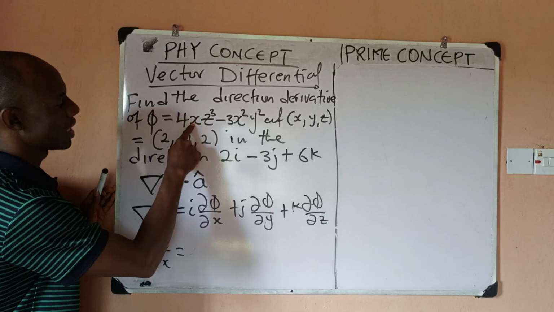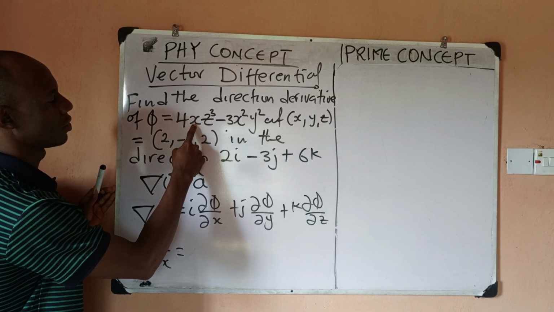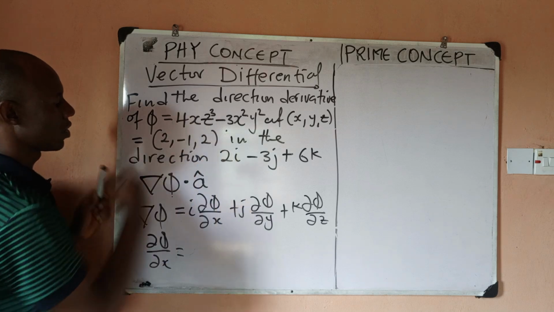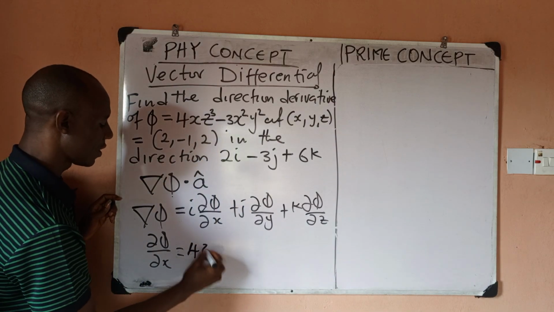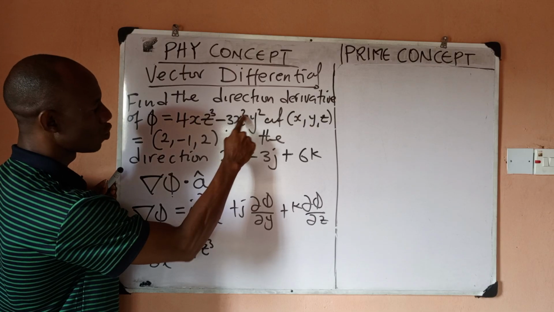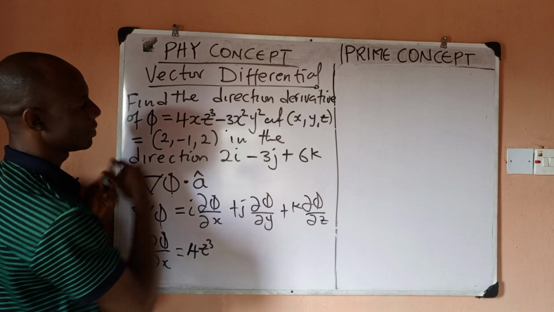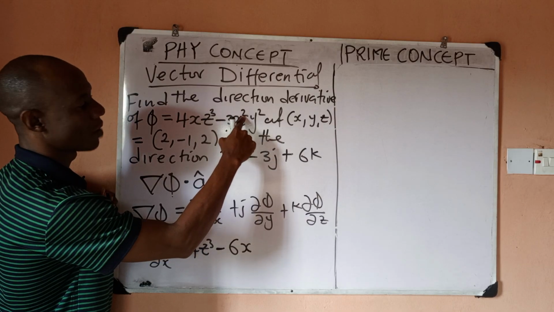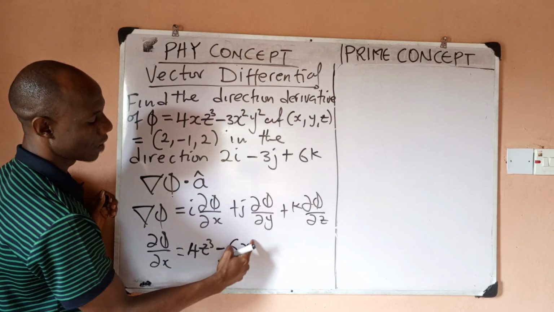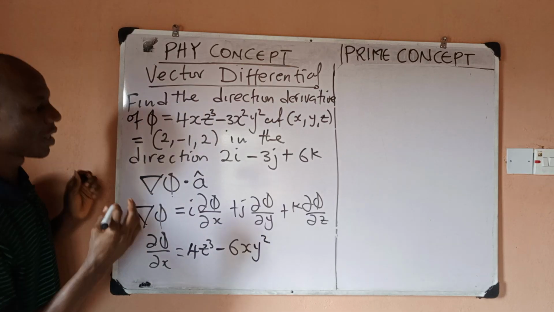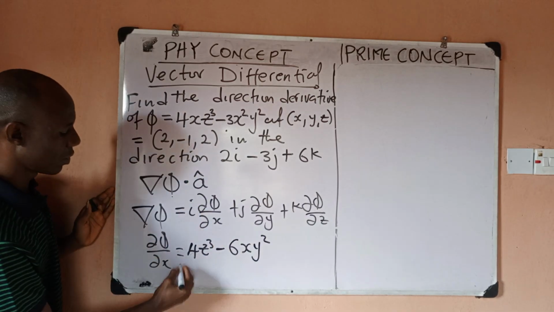If I differentiate x in this place, I would have 1. So I'll be left with 1 times 4, which is 4z cubed. Now if I differentiate x in this part, I have 2 times minus 3, which is minus 6. Then x, you subtract 1 from this power, you have 1, which you don't have to write. Then you write back your y squared.